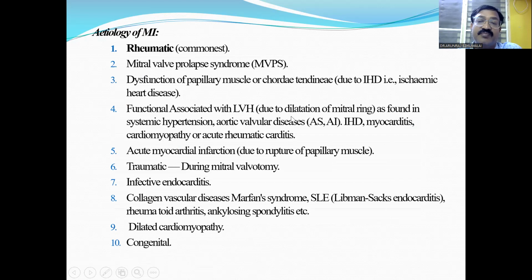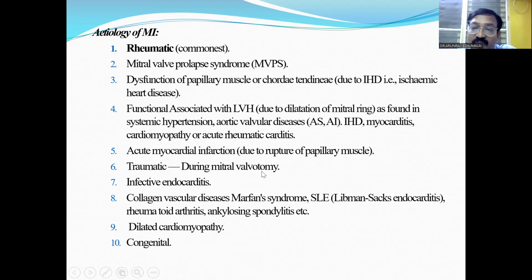It is called ischemic MR. Then functional MR, due to LV dilatation causing dilatation of the mitral ring, found in systemic hypertension and aortic disease. What happens with aortic stenosis, aortic incompetence, or infective endocarditis? The left ventricle gets hypertrophied and the mitral ring also gets dilated. That is called secondary dilatation of the mitral ring, and so the patient may have a murmur.